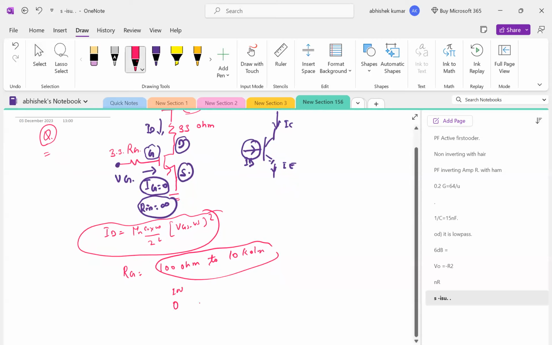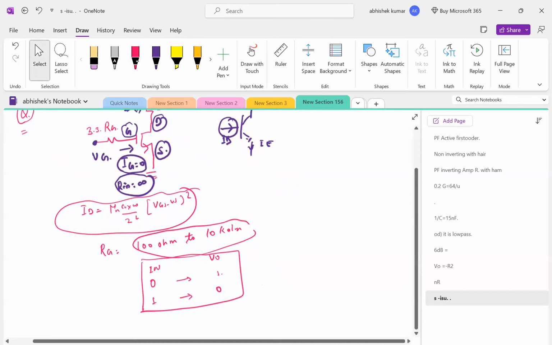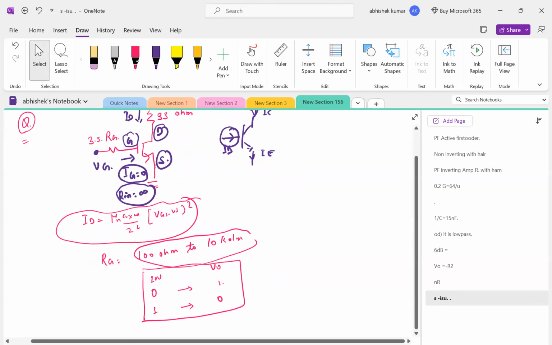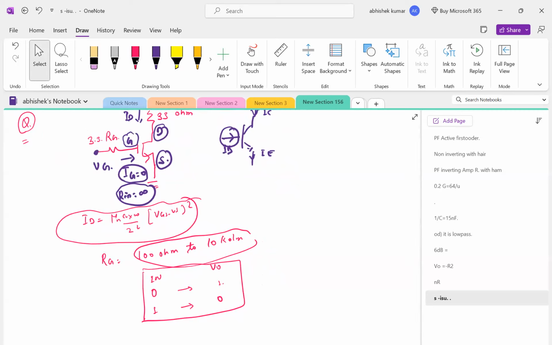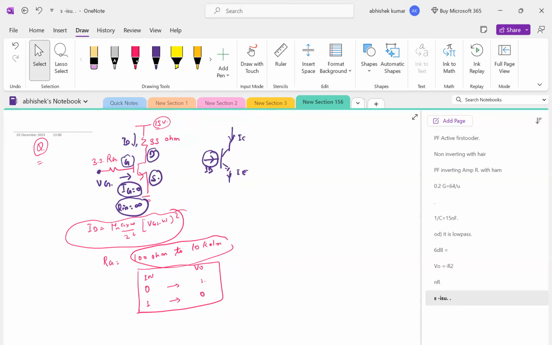When your input is 0, your output will be 1. When your input is 1, output will be 0. Basically, in this fashion, that's it. No, I think what they're saying is, give me 1 second, let me read. When your input is logic 3.3 volt, the MOSFET will be in on state, allowing current to flow from the supply through the load.